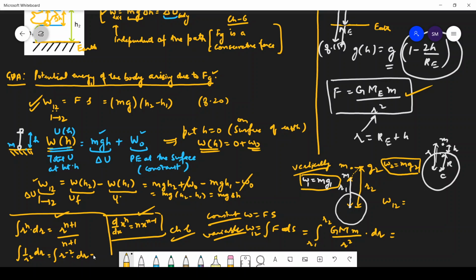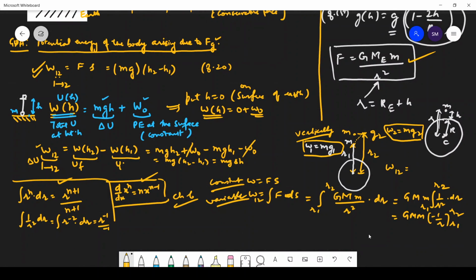So here you have to integrate this. So this will come out to be power add plus 1 to it. So minus 2 plus 1 is minus 1 upon minus 1, right? So this is minus 1 upon r, okay? So the constant will come outside, GMm, integration of 1 by r square into dr. And this will come out to be GMm, and write the limits r1 to r2, and this is minus 1 by r, this integration, and it's r1 to r2, okay?